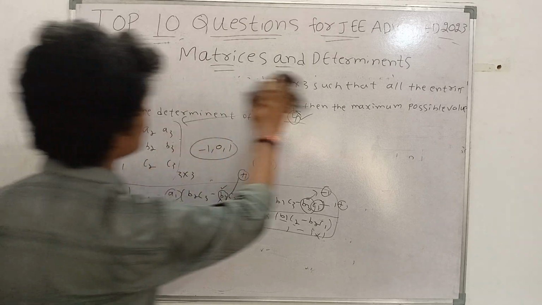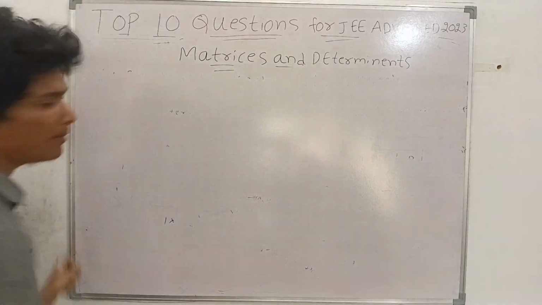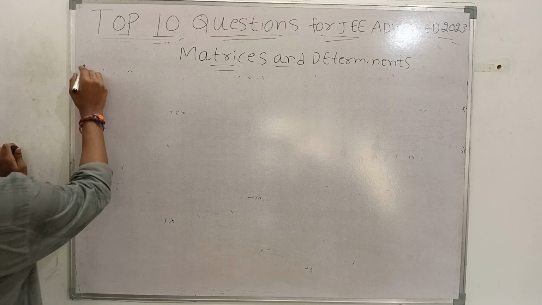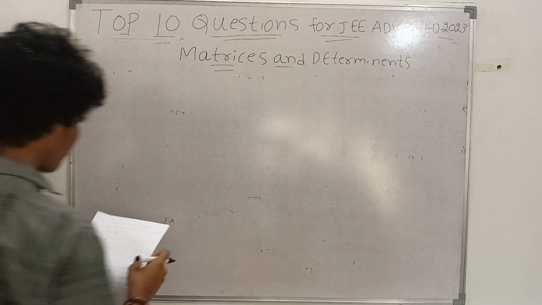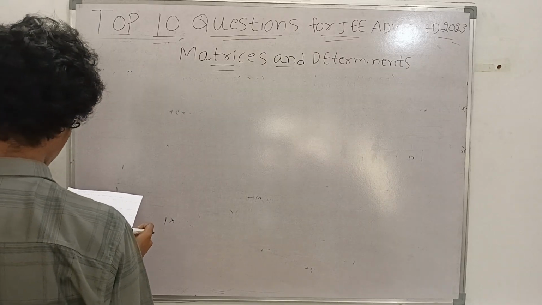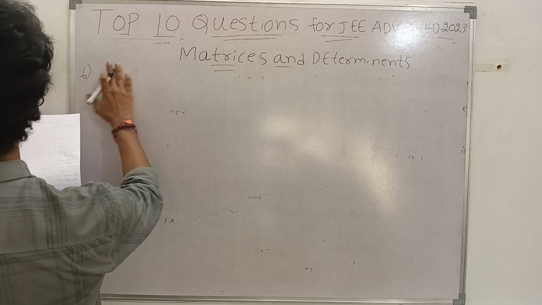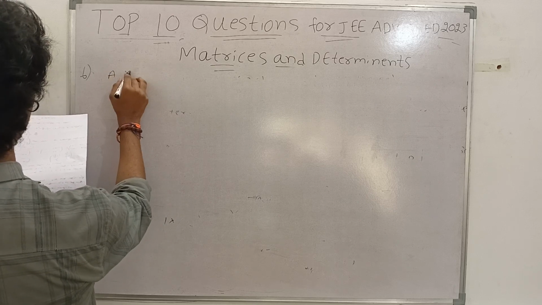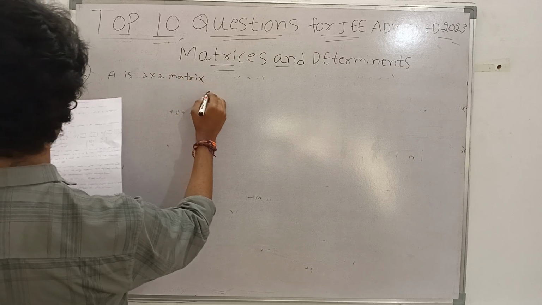Now it's time for matrices questions. The 5 questions are completed in determinants. Now question 6, on matrices. They gave that A is a 2 cross 2 matrix.